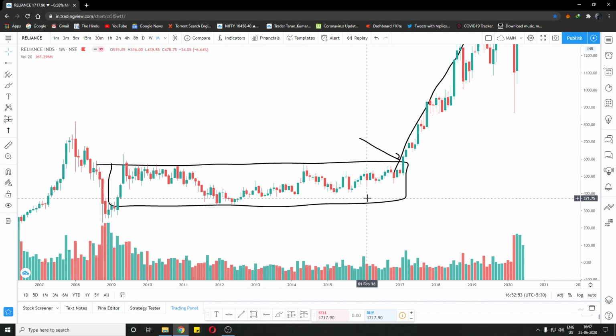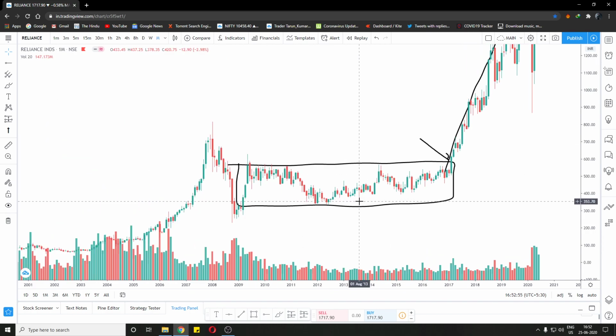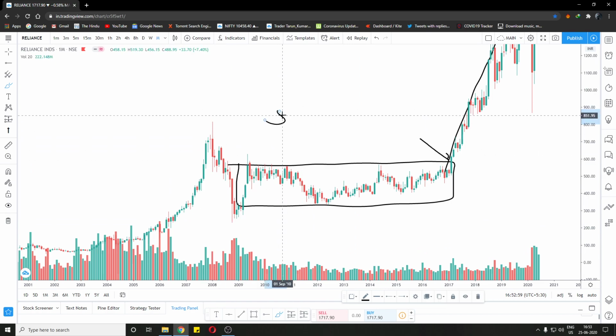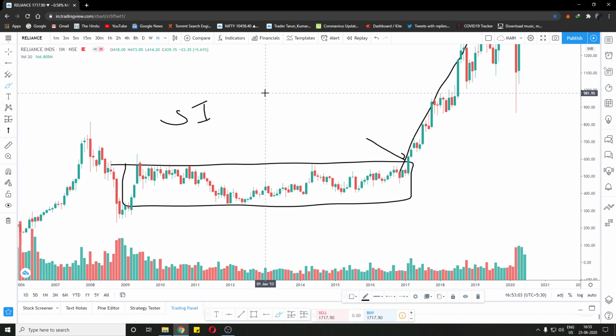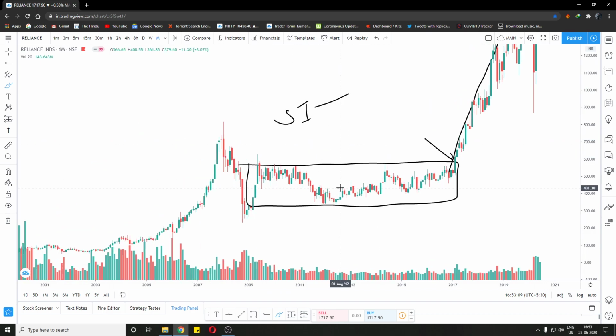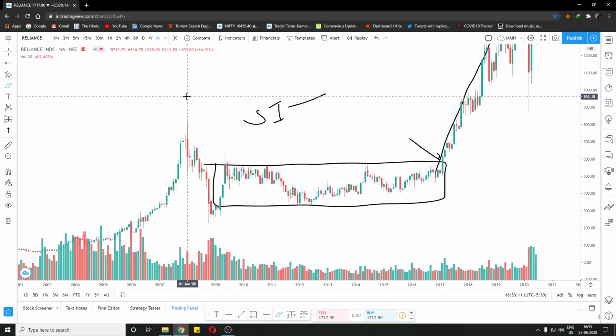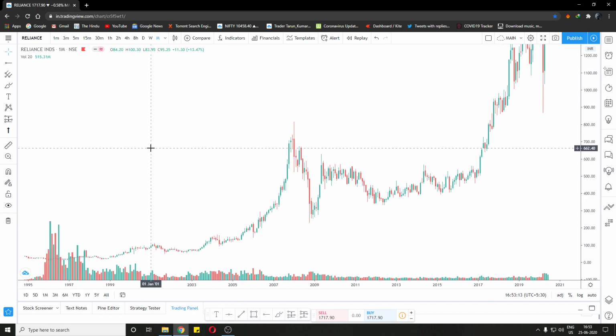So this is it for this video. In the next video, we will discuss how to place a stop loss for swing trading and for investment, because I think many of you don't know how to place a stop loss for investment, and it is very confusing. So we'll discuss that, and I hope the swing trading strategy is clear.